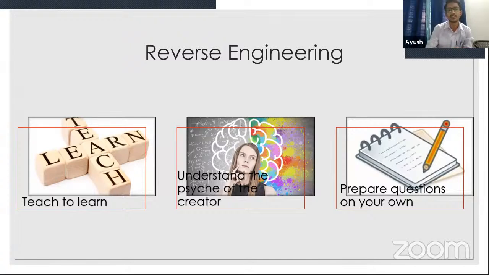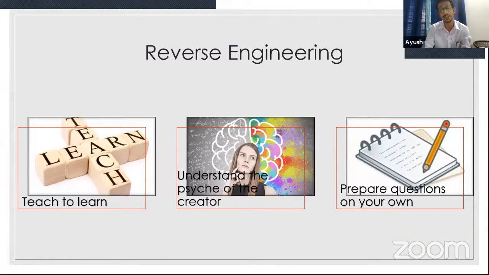I mean, when I say reverse engineering, with the help of teaching, you'll also be able to understand the psyche of the creator. When I say creator, I'm basically talking about the one who is creating your questions, right? So you have to also understand the psyche of the creator. That's the next limb of this reverse engineering. First, you become a teacher. When you become a teacher, it creates a lot of psychological impact. It gives you a lot of confidence. It tells you what you can do, what you cannot do, and you start thinking like a teacher also. It goes without saying.